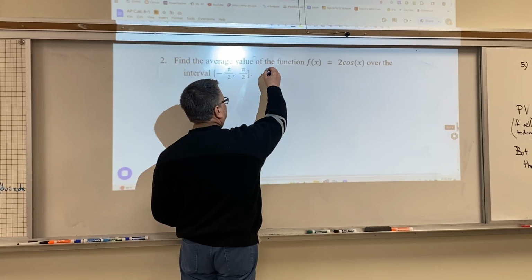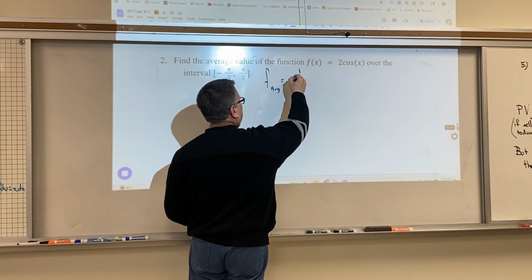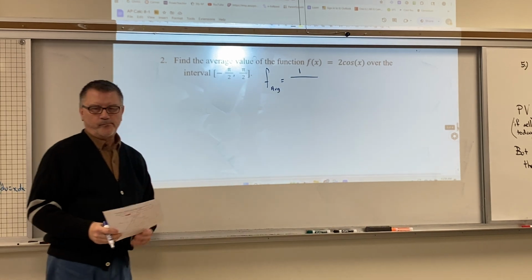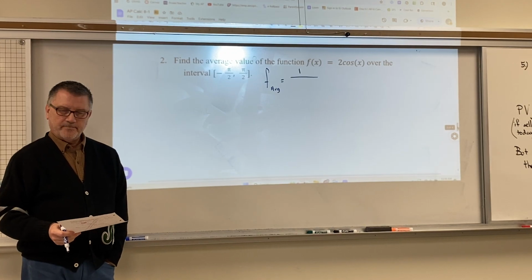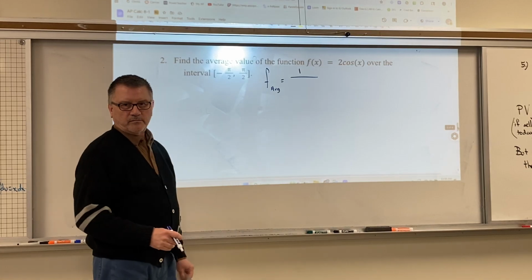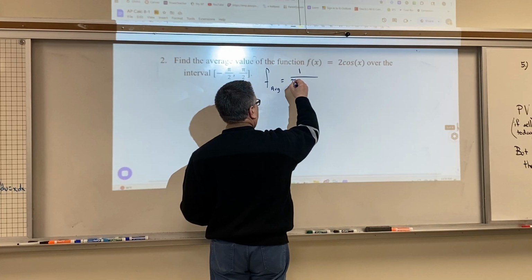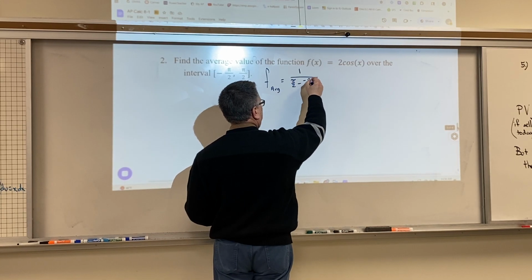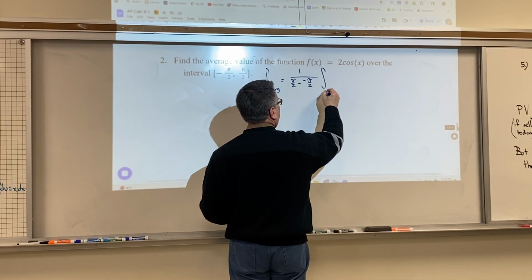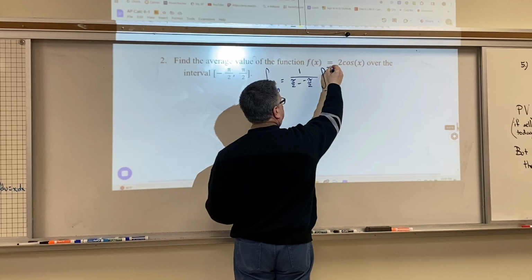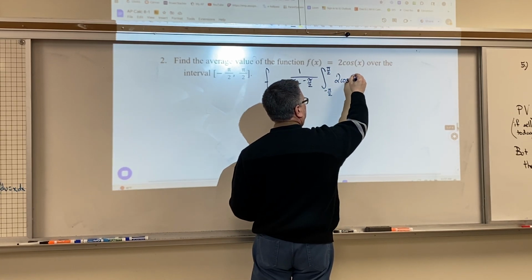So let's see. That average is gonna be 1 over B minus A, right? Well, we probably already know what that's gonna be. Pi over 2 plus another pi over 2, but we'll write it down. Pi over 2 minus negative pi over 2. Times the integral from negative pi over 2 to pi over 2 of the function 2 cosine x dx.